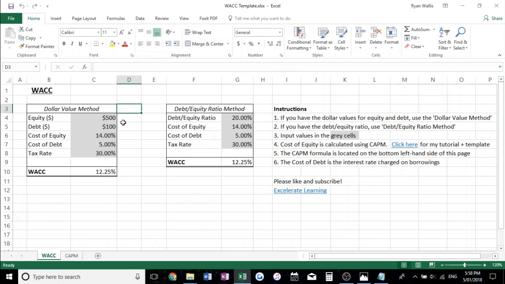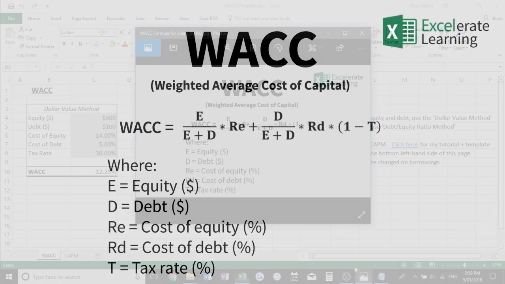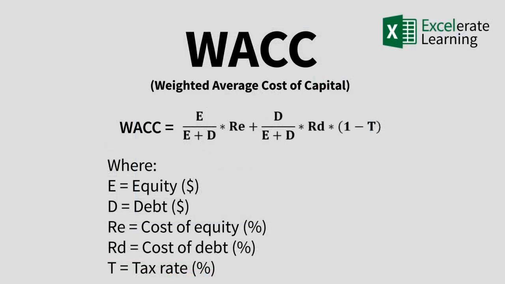So if I just bring the formula up on the screen now, we can see there's quite a few components to the weighted average cost of capital. So essentially what we're looking at is weighing the proportions of equity and debt, and then multiplying those proportions by the cost of equity and the cost of debt. Now we can see at the end of the formula we've got this 1 minus t, which is the tax rate, and that captures the tax benefit or the tax shield of debt.